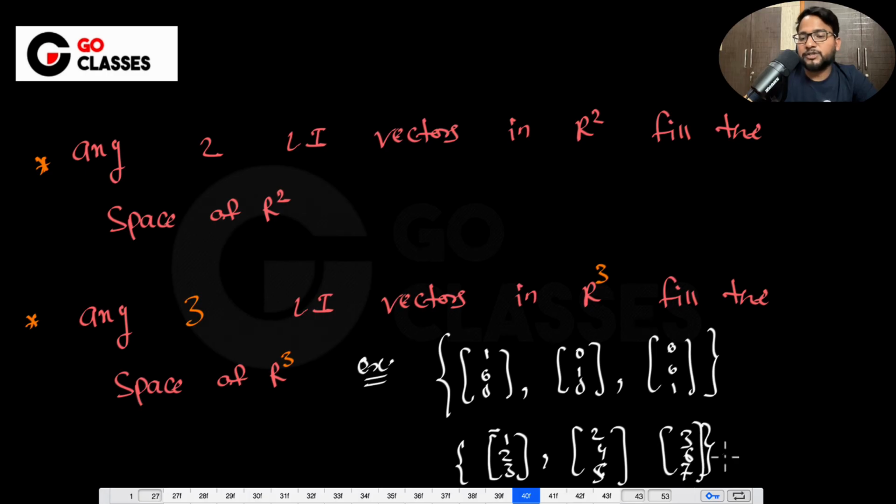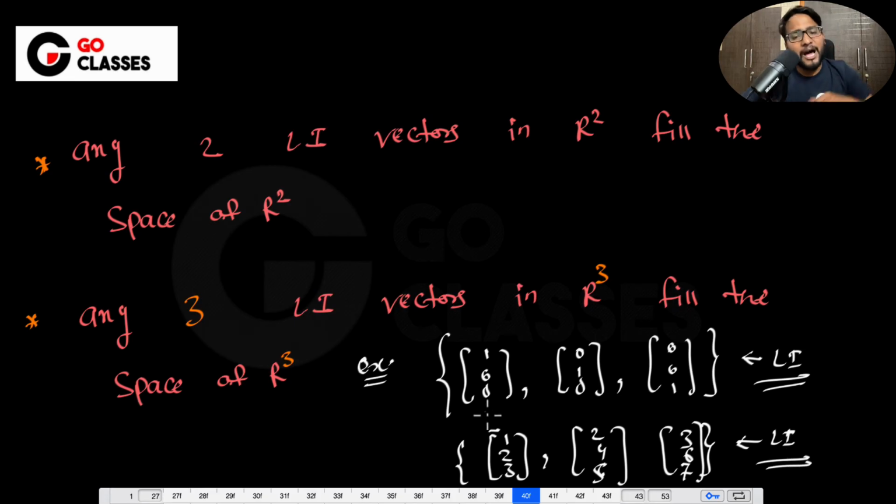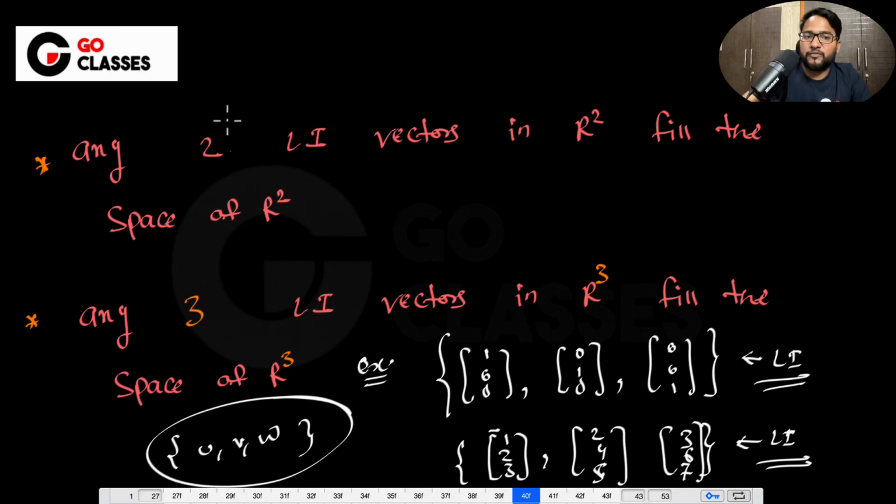Actually I'm not 100% sure whether these are linearly independent or not, I need to check the rank and all, but suppose these are linearly independent, then they will fill the space of R3. So basically there are infinitely many examples which can fill the space of R3, not just these 2 sets. Any UVW which are linearly independent can fill the space of R3, right?